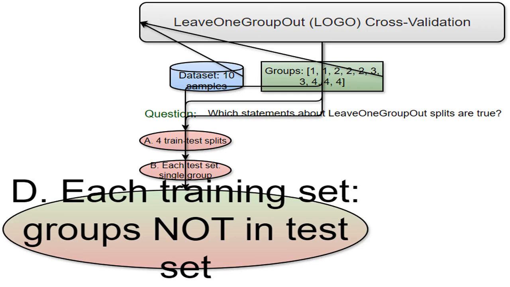Statement D states that each training set will only contain samples that belong to groups not present in the corresponding test set. This directly reflects how LOGO operates. It ensures the test and training sets are independent and mutually exclusive, with one complete group in the test and remaining groups in the training set.